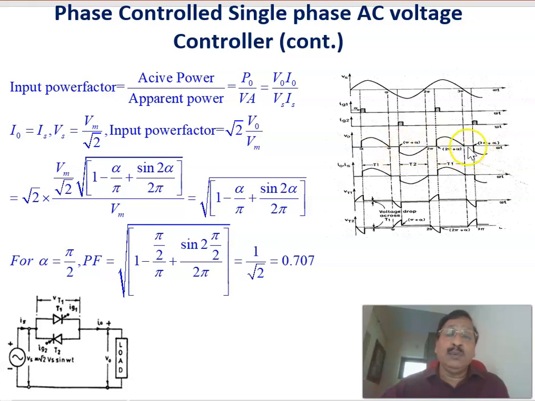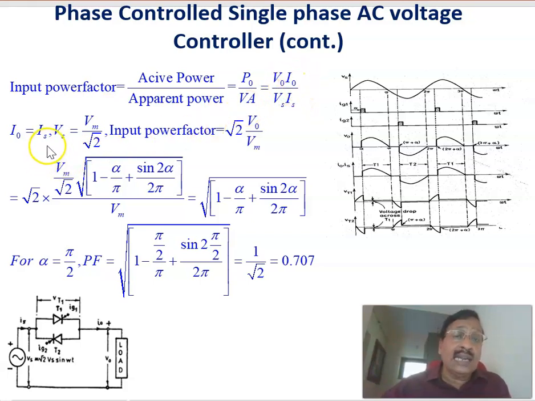In order to find the input power factor, the basic concept is that input power factor equals the active power, the power consumed by the load, divided by the apparent power, that is the volt-ampere. That ratio we call the input power factor. Active power means the power output divided by VA. Output power is the RMS value of the output voltage into the RMS value of the current. That is the power consumed by the load.